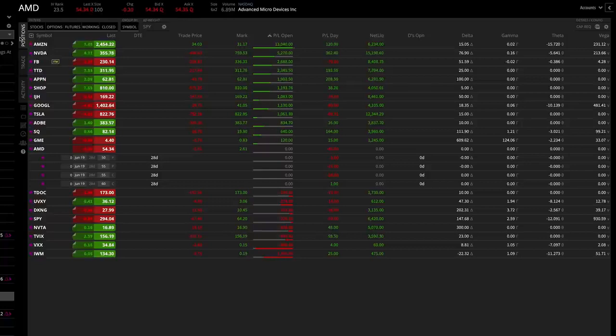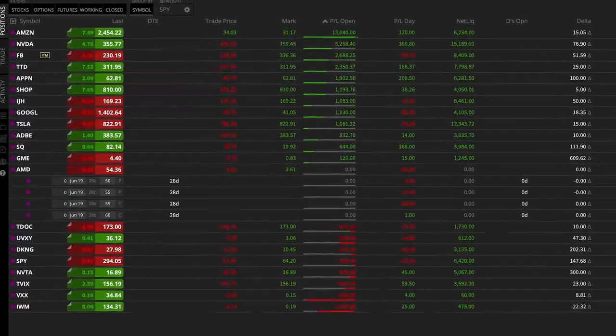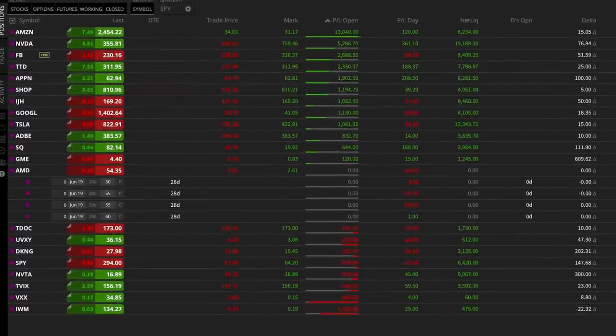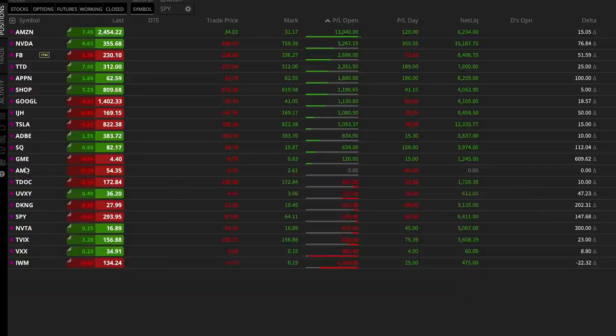So I would not recommend trying to time option prices on a minute by minute basis, because that is gambling. The shorter the time frame, the more options trading is like gambling. So now let's go to some other positions that have actually had sizable changes in the option prices.